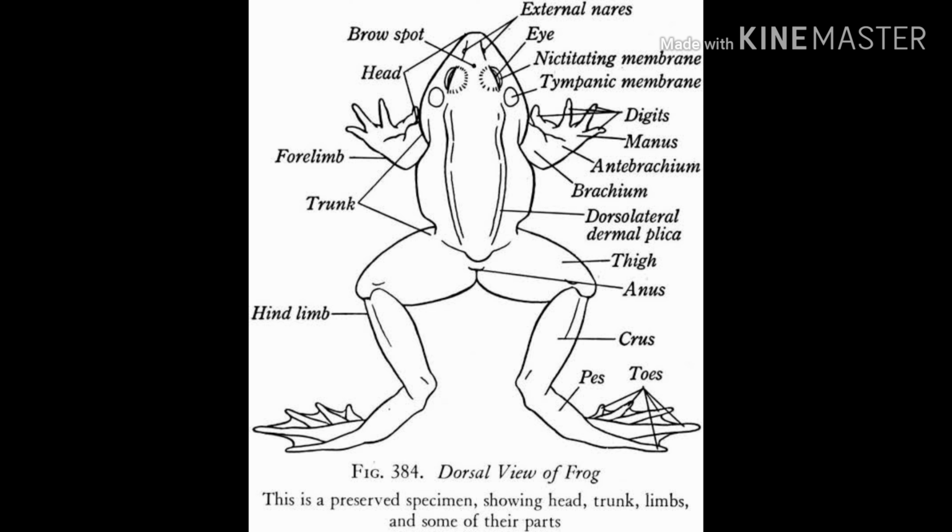And the other part of the axial region is the trunk, which is also divided into two regions: the thoracic region or chest region, where the poison or parotid glands are found, and the abdominal or lumbar region, which is at the end of the trunk, the anus.